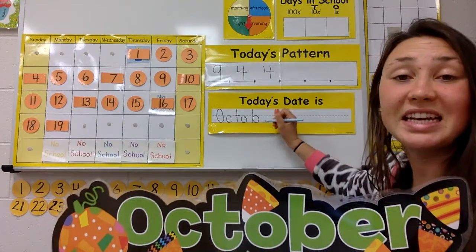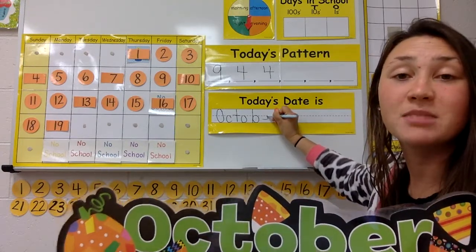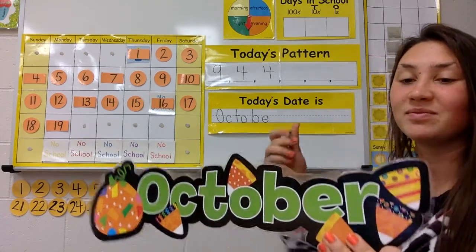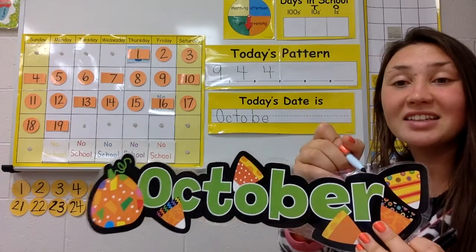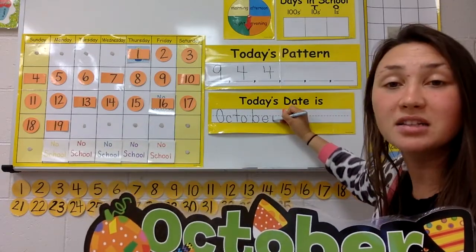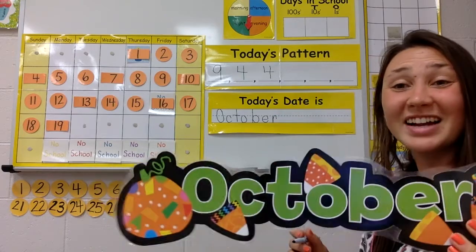To make a lowercase e, you go to the right, and then you make a C. And it should be a small letter like that. And then your last letter is going to be an R, which is just from the top to the bottom, and then you give it a little hook like that. October. And now we're done with our month.